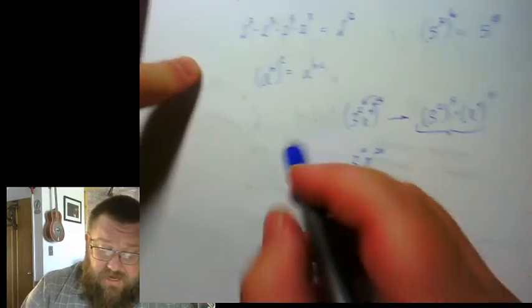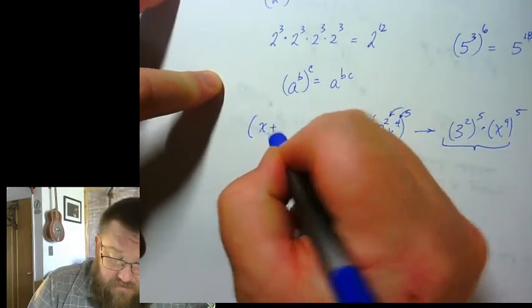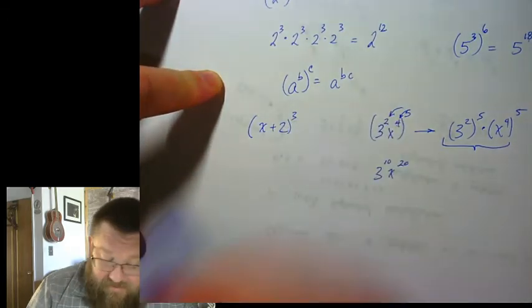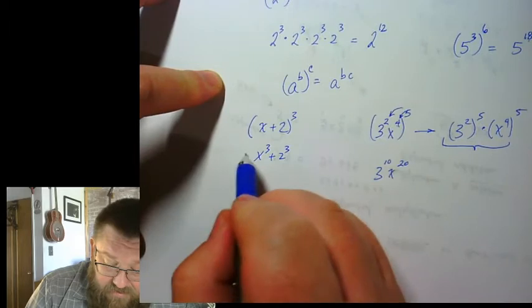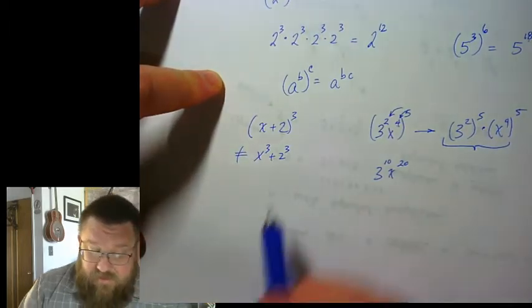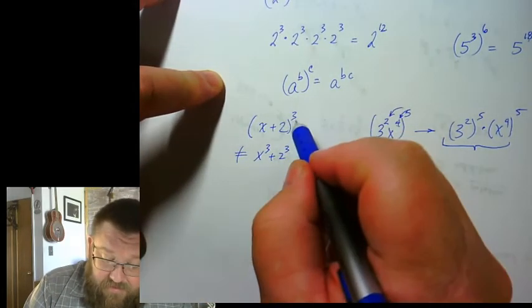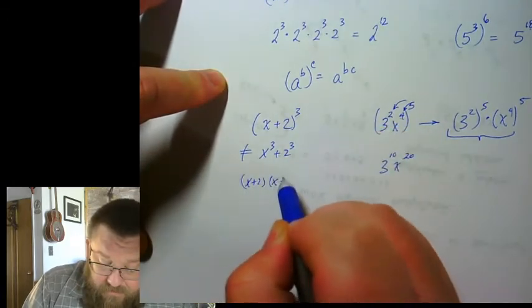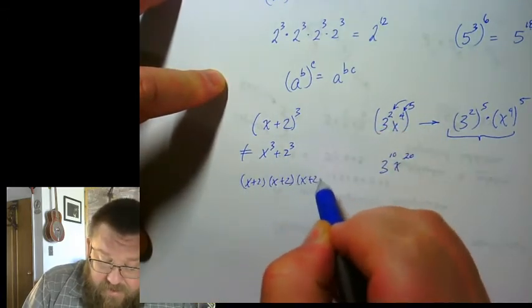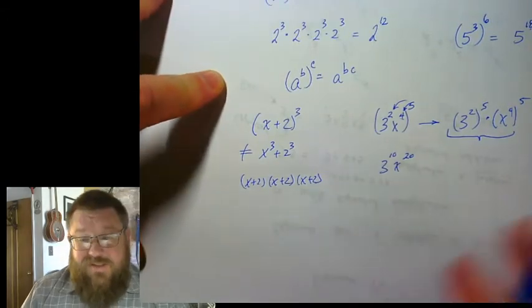The reason you can't is because if you had something like this, you can't say that's x cubed plus 2 cubed. That's not how it works. Because what this really means is the base times itself 3 times, so that'd be x plus 2 times x plus 2 times x plus 2. And I bet you don't know how to do that yet. But you'll learn that in this class later.